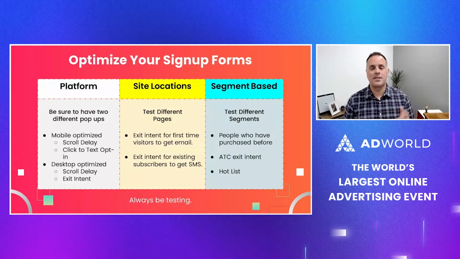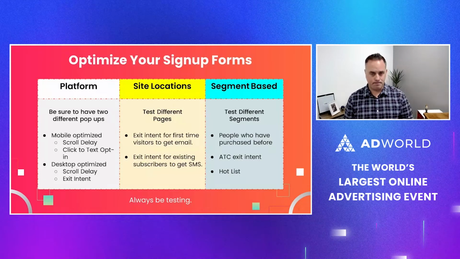On mobile, test the scroll delay. The timing of it is something you can definitely test. Click or tap to sign up for SMS is a great one. And then on desktop, test the scroll delay, also an exit intent. And then definitely have different signups on different pages on your site. So the home page for sure, exit intent on desktop is great. Different product pages maybe have a different incentive. And then add to cart exit intents work really, really well too.